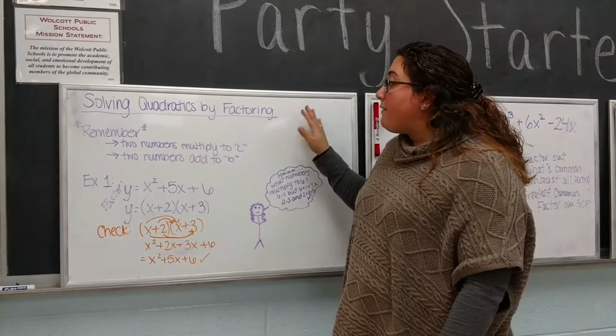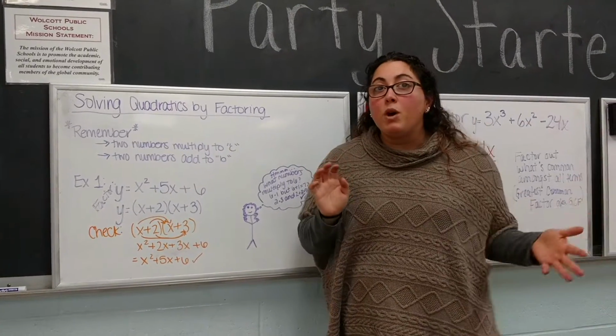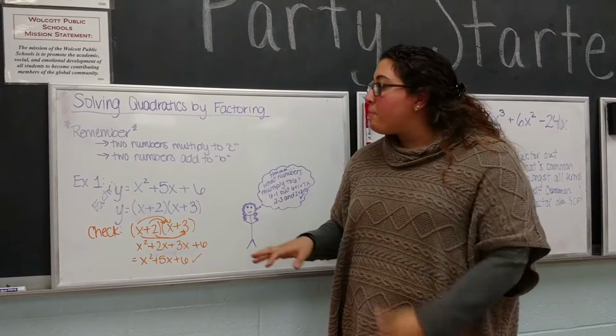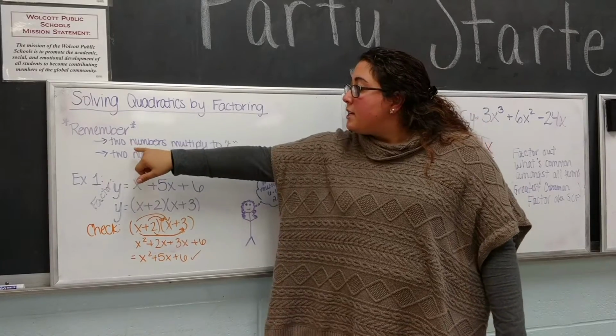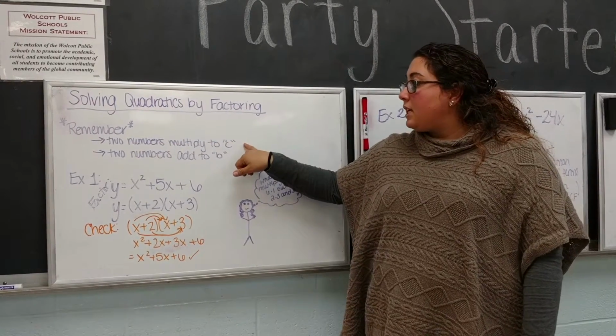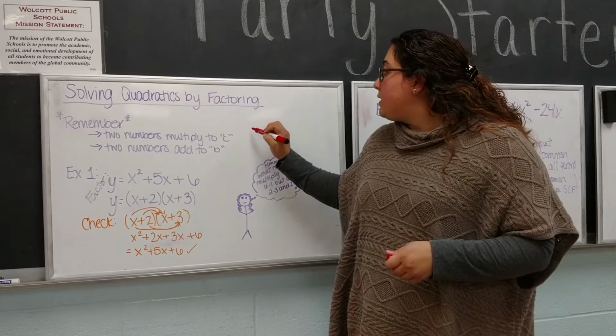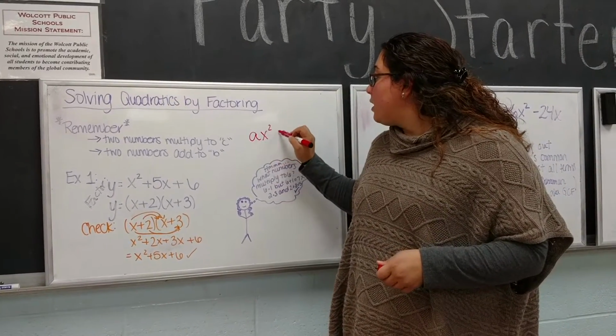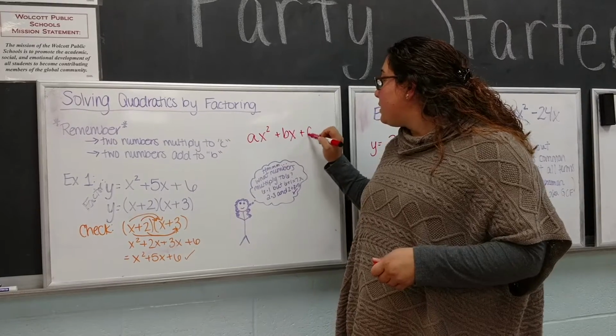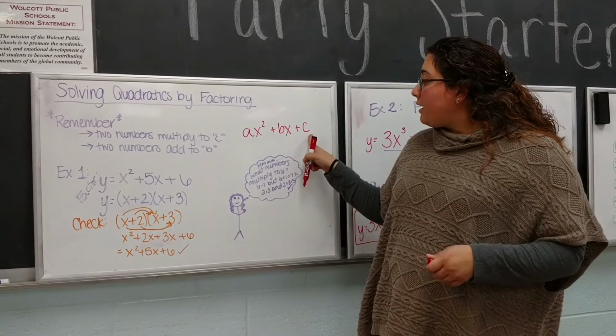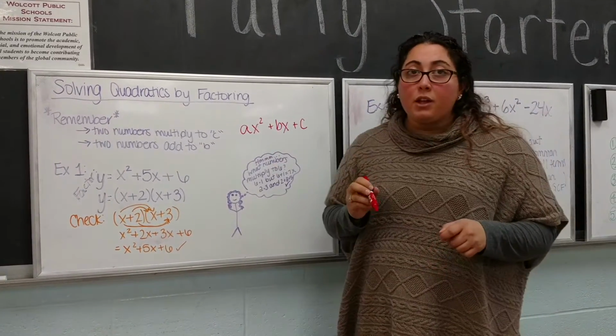So, solving quadratics by factoring. You've heard of factoring back in Algebra 1. This is a refresher for you now. You want to remember that you need two numbers that multiply to c and two numbers that add to b. Now you're talking about your standard form, ax squared plus bx plus c. So the numbers multiply to your value of c and again add to your value of b.